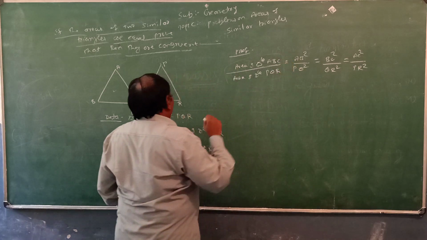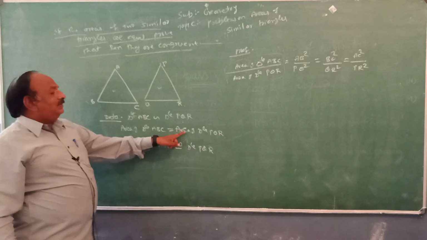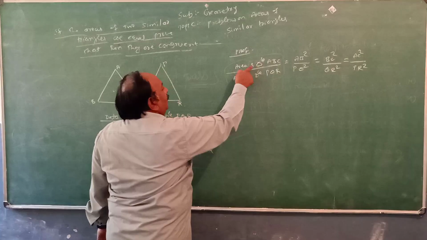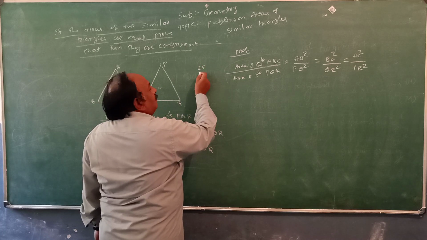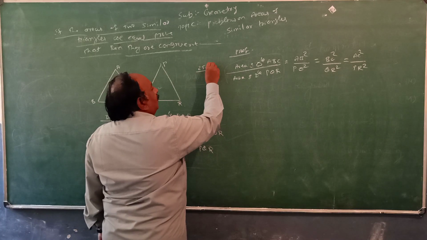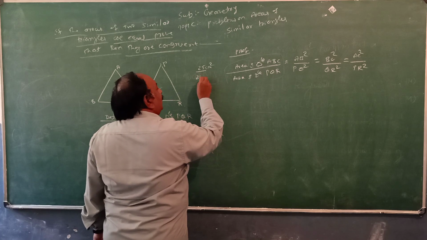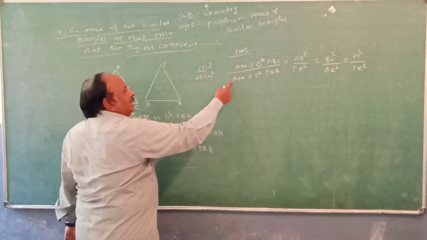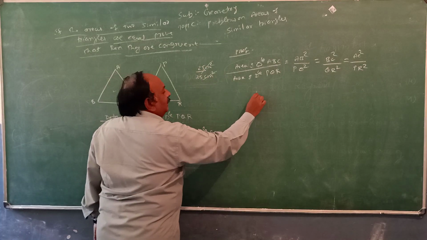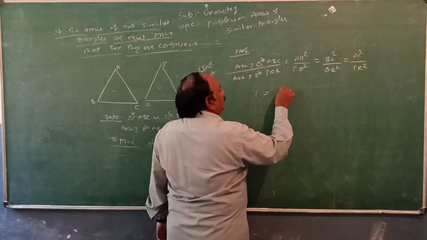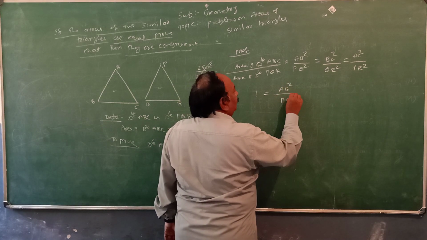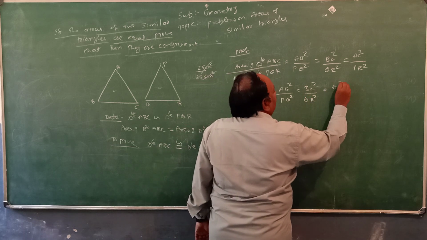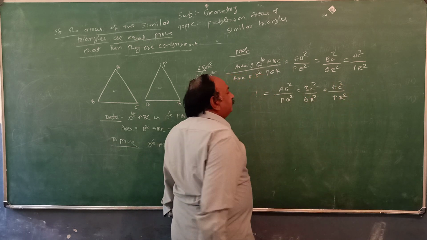What is the given data? Area of triangle ABC is equal to area of triangle PQR. Imagine the area of triangle ABC is 25 cm square, and the area of triangle PQR is also 25 cm square. These two areas are equal, so they cancel. What we get here is 1. So 1 is equal to AB square by PQ square, equal to BC square by QR square, equal to AC square by PR square.